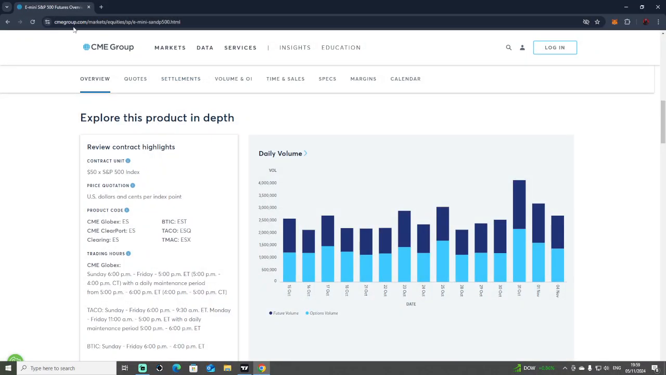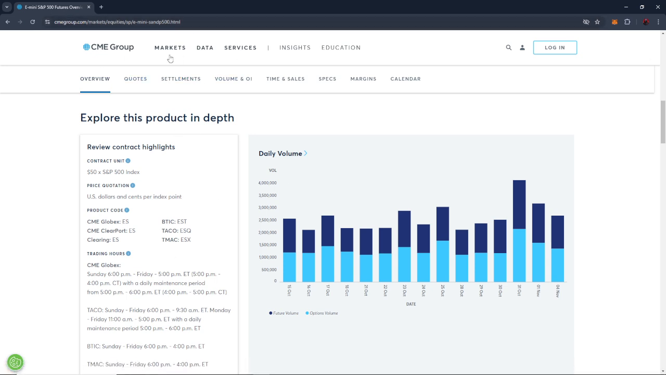Remember, if you want to know more, go to cme.com markets and look for it there. And you'll see everything you need to know. Where it is, how it is.